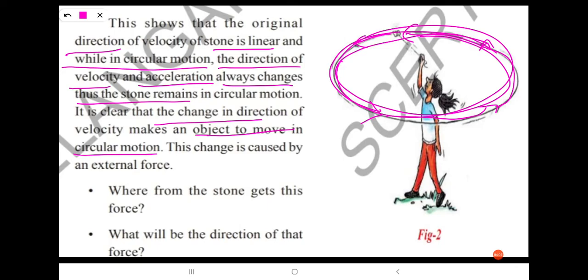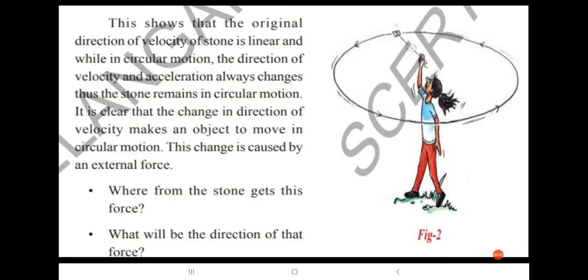This change is caused by an external force. So where does the stone get this force from? And what will be the direction of that force? Now let us see.